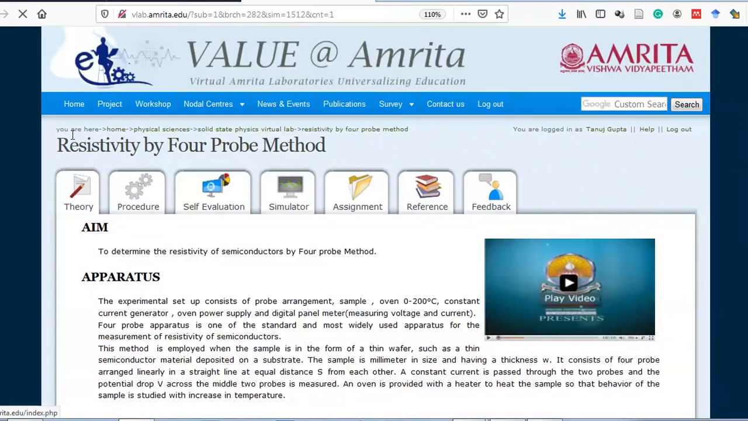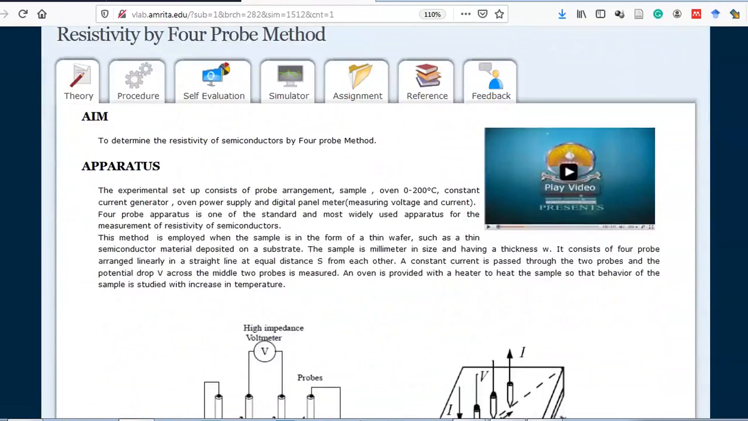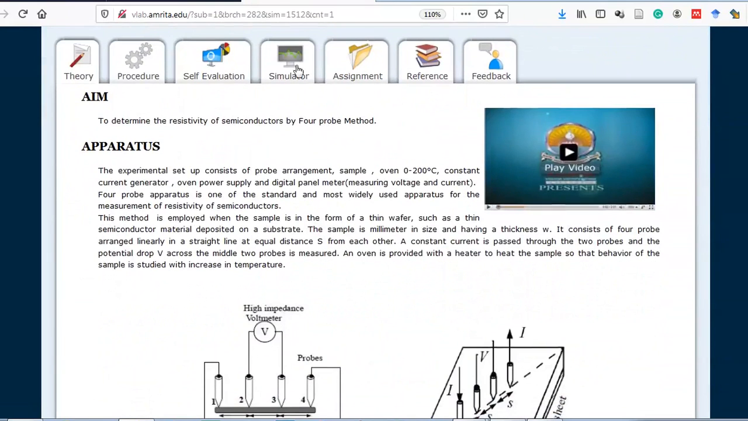Okay, so this web page will open up, and you see on the top, this is the address of this particular experiment. And again, if you look at it, these are the tabs. Now you people may be familiar with that. So theory, procedure, self-evaluation, simulator, assignment, reference, and feedback. So all such things are there. Let me go through all of them one by one. So first you look at, let me annotate also.